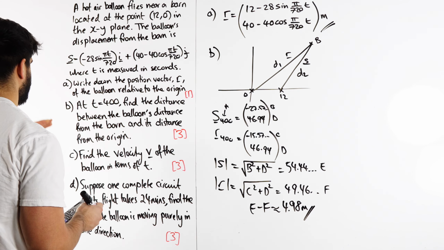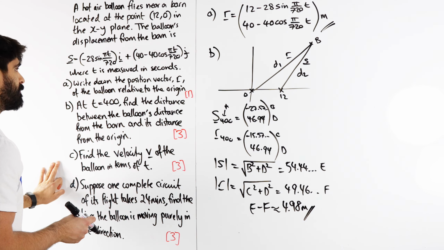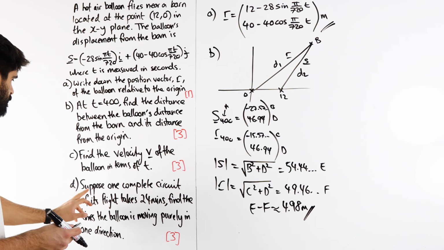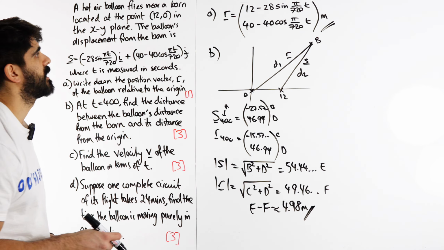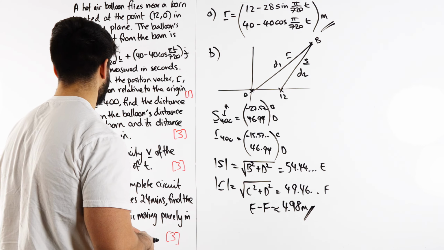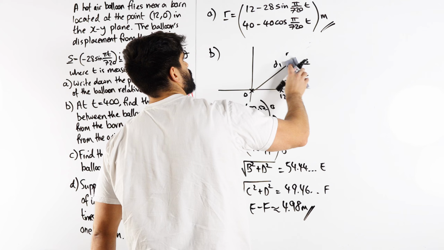Nice. Find the velocity v of the balloon in terms of t. Okay, I don't think I'm going to need this. Suppose one circuit. Okay, yeah, I'm not going to need that, so I can rub that out. So to work out the velocity is super simple. We just differentiate, yeah? So just differentiating.